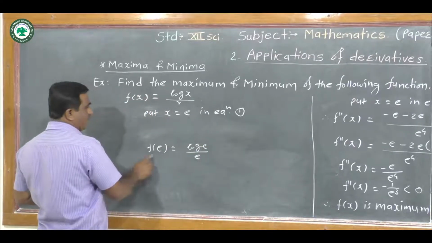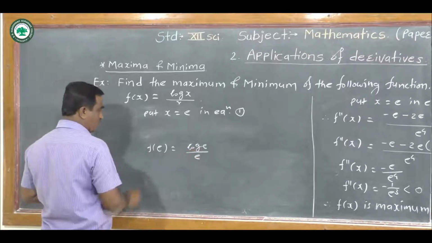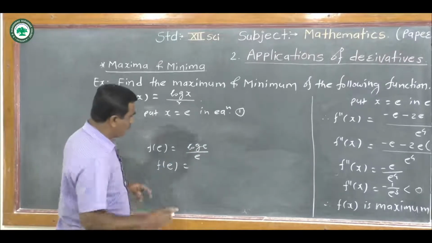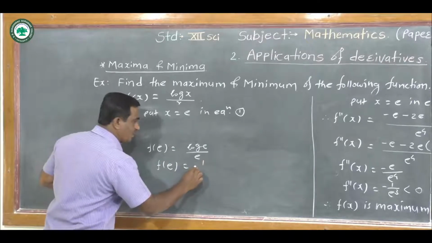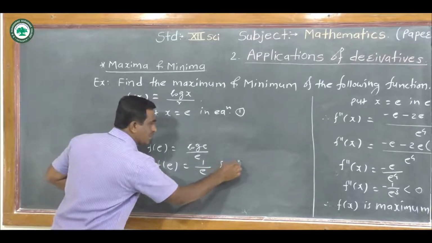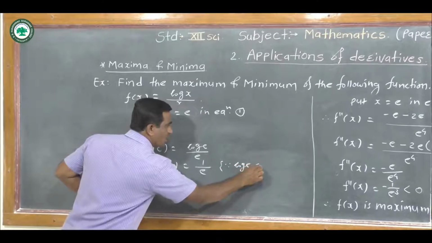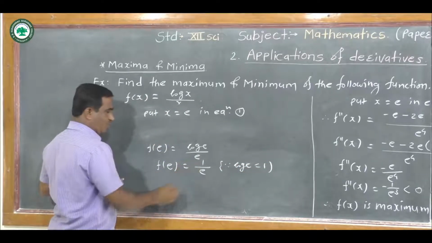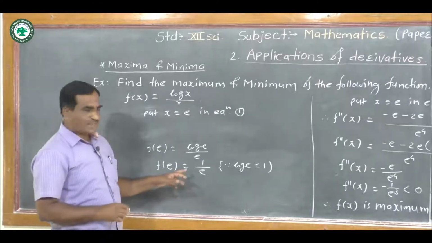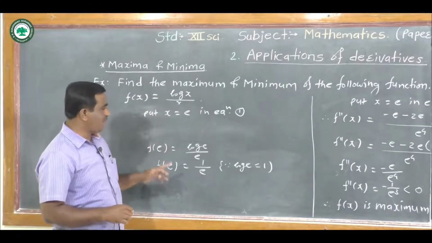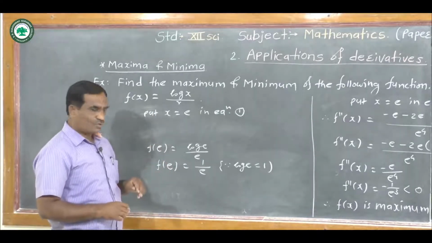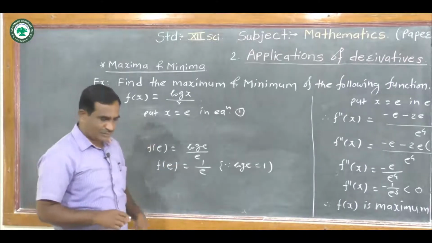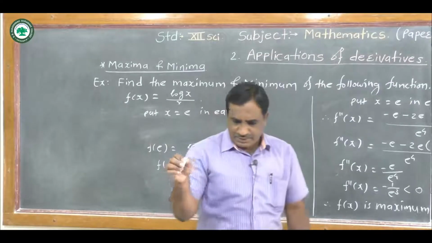We get here f of e equal to log e upon e, and we know that log e is equal to 1. Therefore we get f of e equal to 1 upon e. Now this is the maximum value of the function f of x at x is equal to e. Maximum value is 1 upon e. Now we see the next example here.